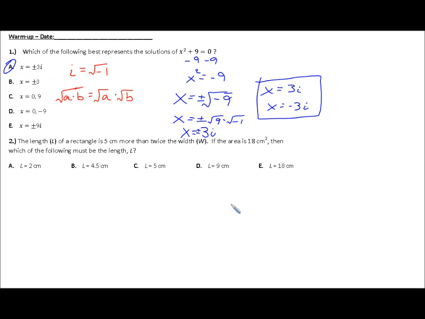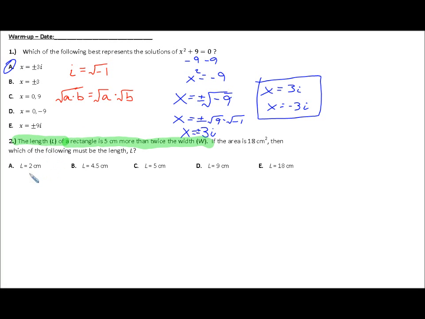And number 2 is another area problem. The length of a rectangle is 5 centimeters more than twice its width, and they're calling length L and width W. So if the area is 18 centimeters squared, then which of the following must be the length L? We need to highlight some key information. So let me color code this for a sec. So the length L, 5 centimeters more than twice the width. That's a mouthful just to say in plain English. What we need to do is translate that into a math statement.